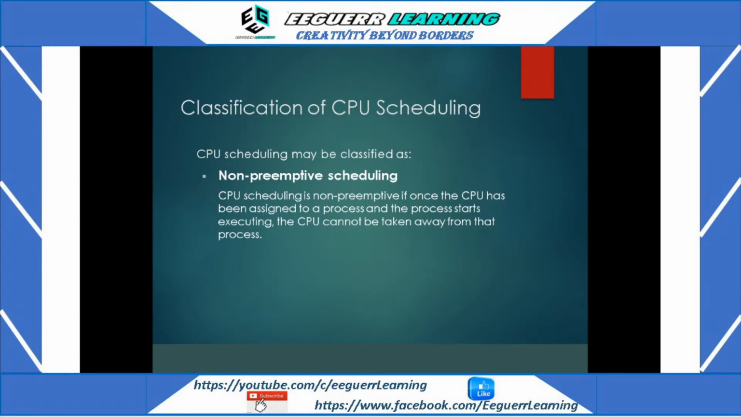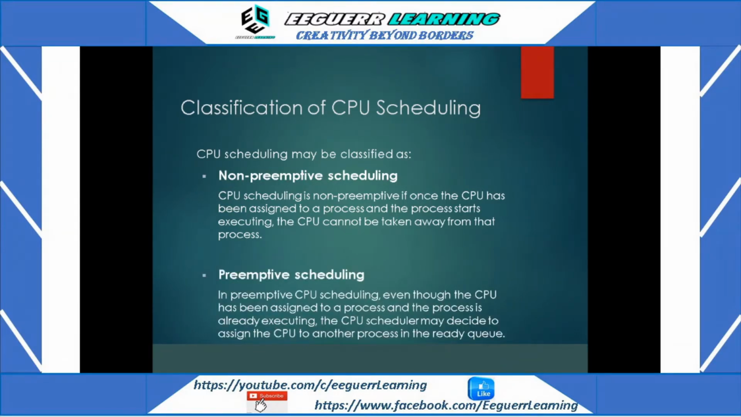CPU scheduling is non-preemptive if once the CPU has been assigned to a process and the process starts executing, the CPU cannot be taken away from that process.